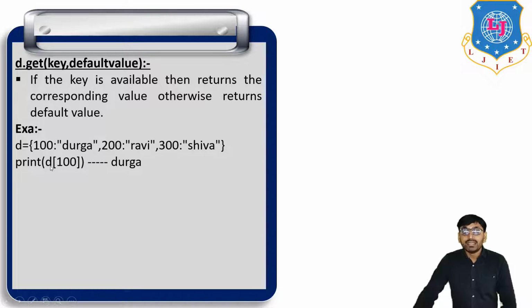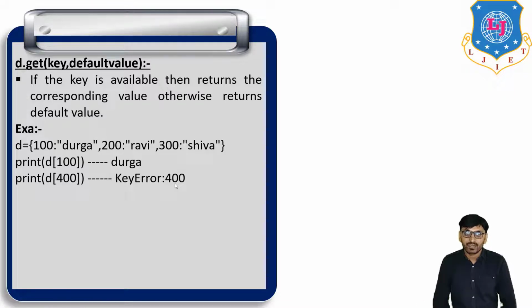Now print D and in the square bracket 100. So the value corresponding to this 100 key is Durga. Then print D and inside the square bracket 400. But 400 is not present in the dictionary. So we get key error. 400 not present in dictionary.